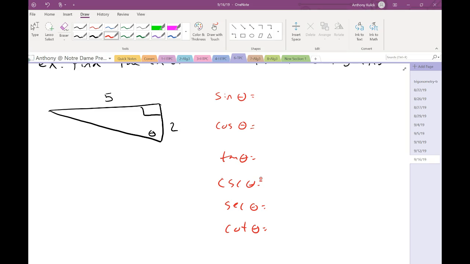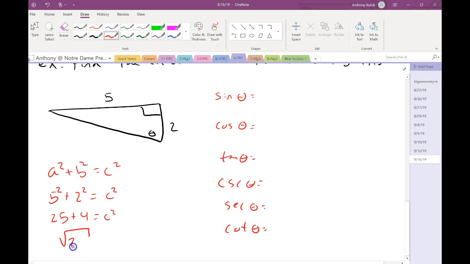The Pythagorean Theorem. So a squared plus b squared equals c squared. What do I have to remember about filling in the numbers to this formula? The hypotenuse is always c. The hypotenuse is the side we're actually looking for in this case. So in this case, I get that the hypotenuse is the square root of 29.